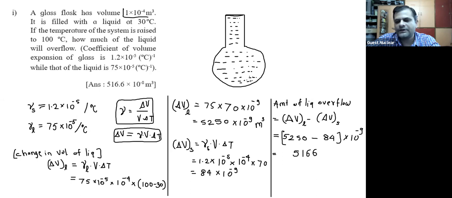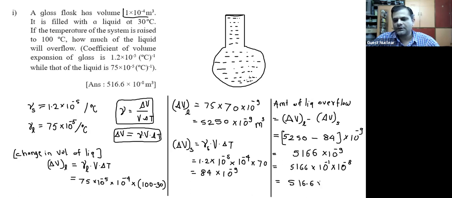So we can just say this will be 5166 into 10 raised to minus 9 here. But we can just write this 10 raised to minus 9 as 10 raised to minus 1 into 10 raised to minus 8. करेक्ट है, देखो ठीक से, 5166 into, इसको हम लिख सकते हैं 10 raised to minus 1 into 10 raised to minus 8. Okay, and then we can just multiply this 10 raised to minus 1 with this 5166 as it is, so as to get it as 516.6 into 10 raised to minus 8, and that is again going to be in meter cube only, which is going to be there in the correct answer, which is already there. Okay, so in this way we can just find out the change in volume, that is the amount of volume of liquid which overflows.